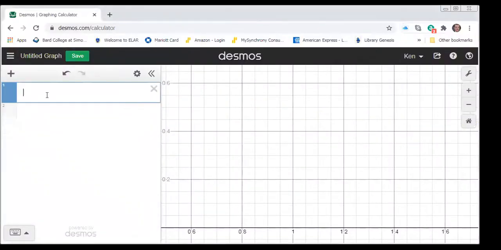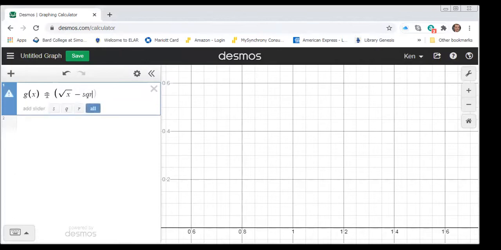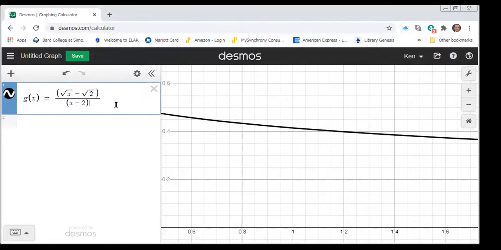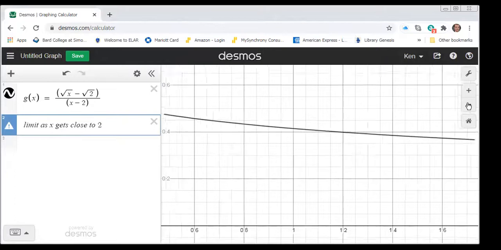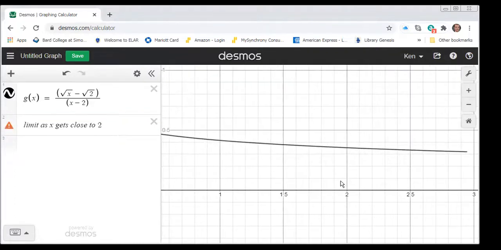On Desmos, I can use my new g of x representing the average rate of change, which we just wrote down as square root of x minus square root of 2, quantity divided by x minus 2. And we were interested in what happens as x gets close to 2, so the limit as x gets close to 2. Zooming out, here's x equals 2, and definitely if I plug in 2, it's undefined.